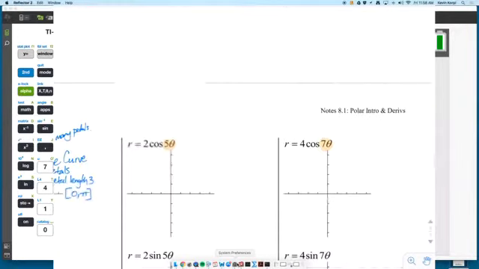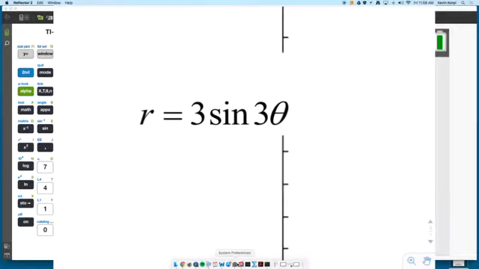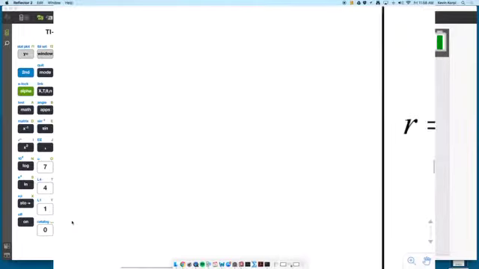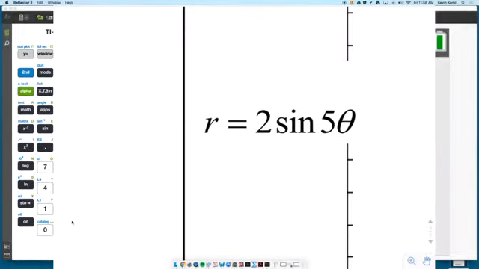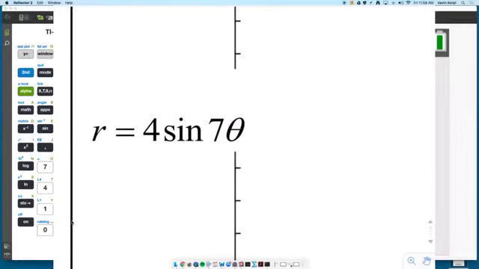Which gets me to my next observation. What have you noticed about the coefficient of theta in these 3 examples? They're all odd, okay? Let's stick with odd for a second. If I simply switch from cosine to sine, what do you think happens? Yeah, it's going to have the same behavior, 3 petals, petal length of 3, but with y-axis symmetry. Same thing here. Petal length of 2, 5 petals, y-axis symmetry. Petal length of 4, 7 petals, y-axis symmetry.